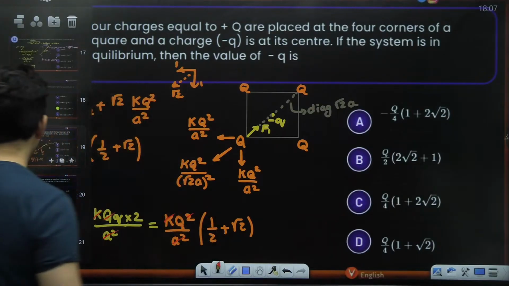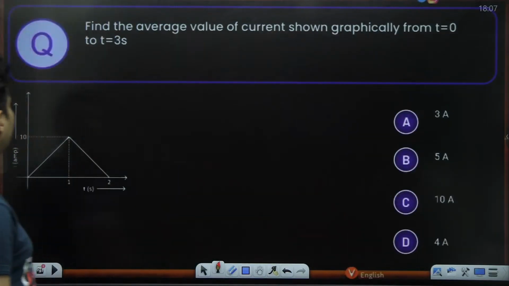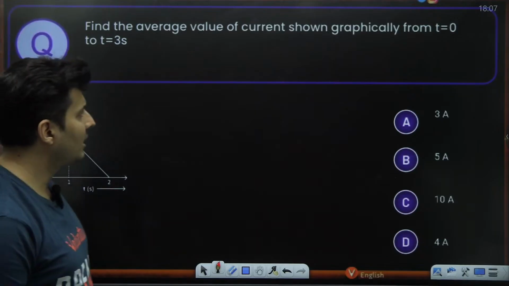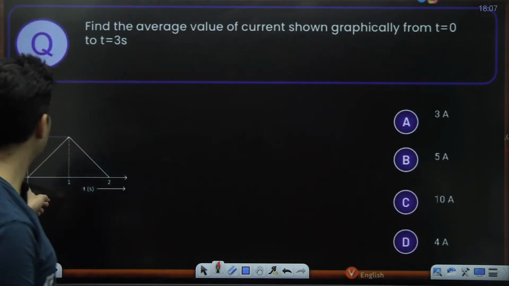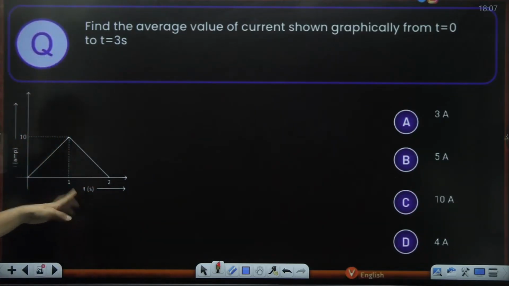Okay. So moving on to the next question on your screen. Find the average value of the current shown graphically from 0 to 3 seconds. I think what they mean is 2 seconds. I think a printing mistake is there. Anyways, we'll do it. So find the value of the average current, and the current keeps on increasing and decreasing. So what do you do?